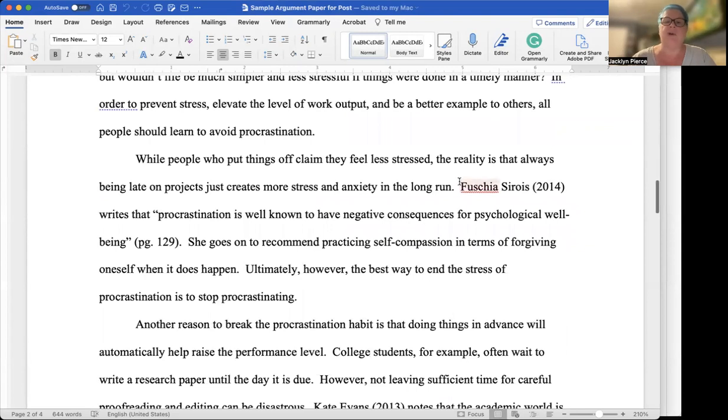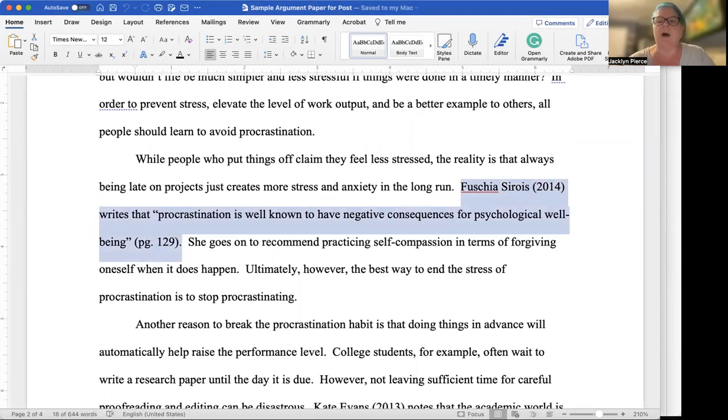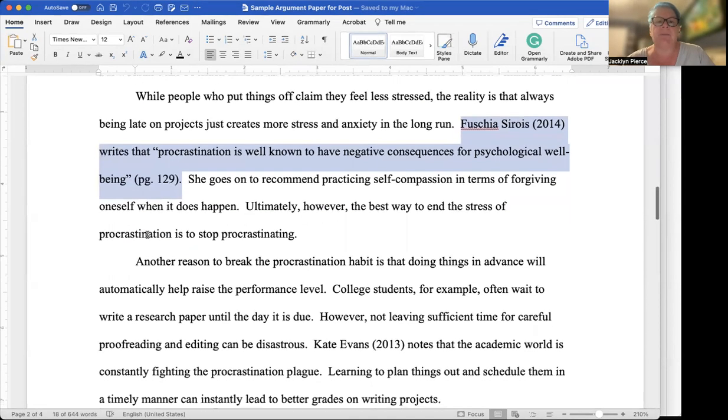Make sure that for everything that you are using from your research, you have an in-text citation. This one, of course, is with a direct quote. Fuchsia Sirwa is the author. 2014 is the year. And because I have used her name in the sentence, you'll notice only the year is in the parentheses. If this was just citing it, or if I had said according to, the name of the article or something like that, then Sirwa and 2014 would both be in the in-text citation. And because it's a direct quote, I also have a page number.